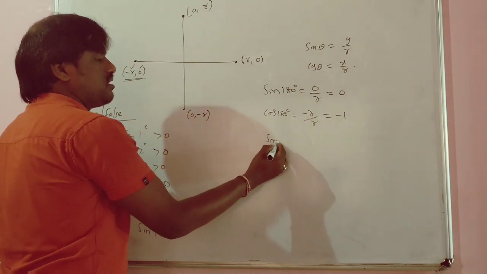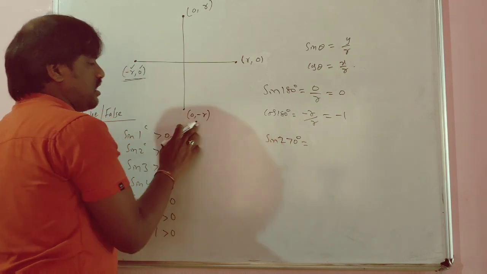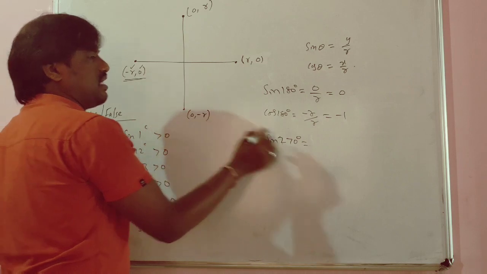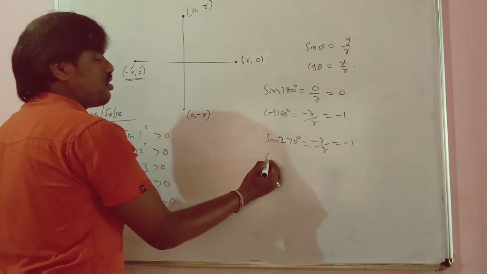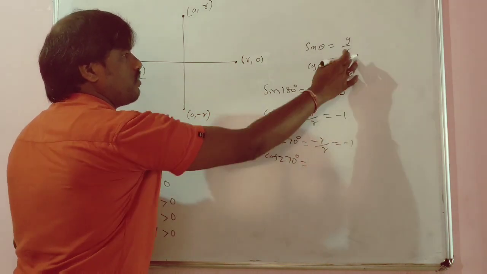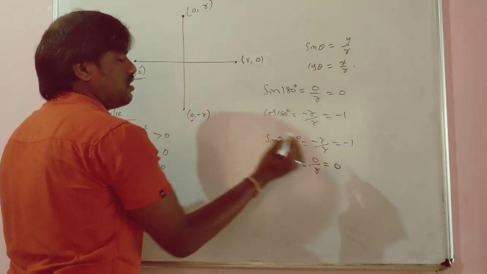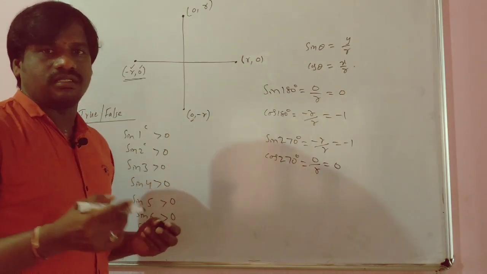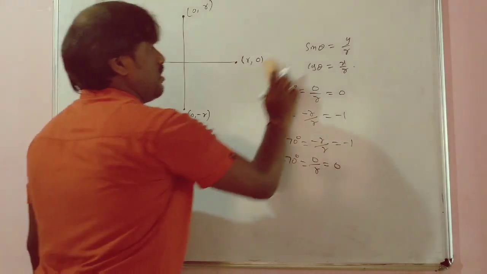If I want to find sin 270, then I will come here. So the y value will be what? x is 0, y will be minus r. Minus r by r, that is minus 1. If I go for cos 270 degrees, cos 270 degrees is equal to x by r. x is 0, 0 by r, that is equal to 0. Likewise you can find any of 180, 270, 360 like this. Yesterday I already explained this one. Some students have confusion, so I explained once again.